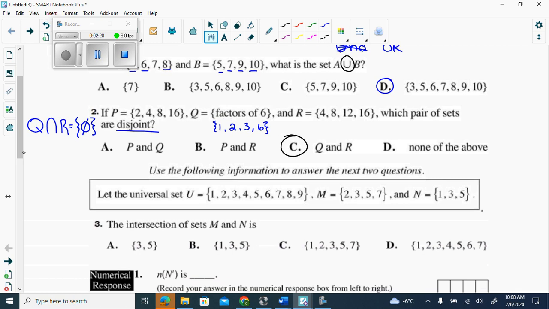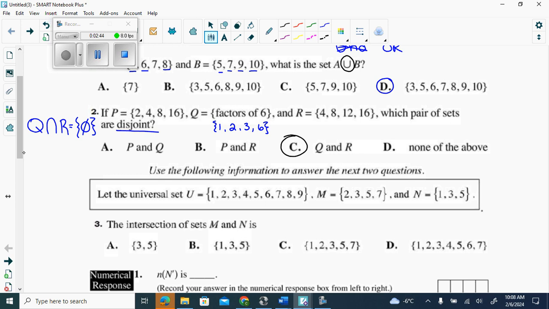The next one gives us the U, the universal set. The universal set are the only numbers I have in my hat, right? So I take 1, 2, 3, 4, 5, 6, 7, 8, 9, I put them all in a hat, and those are the only options I have to make subsets of it, correct? That's the universal set. So I made a subset out of this hat of M, and I took a 2, a 3, a 5, and a 7 out, correct? Then I went to N, and I pulled a 1, a 3, and a 5 out.